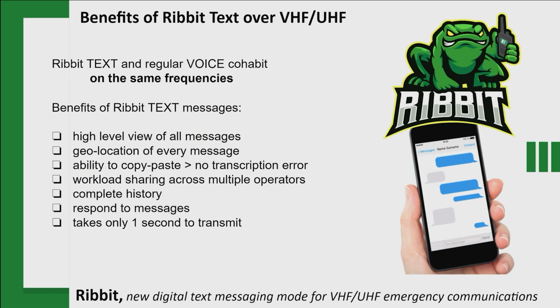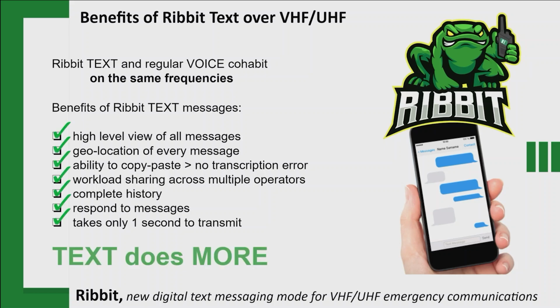So I'm going to go over the benefits of Ribbit over VHF, UHF. As I was explaining, it's on the same frequency. You don't need to use that digital mode on a specific channel. Just use the channel that's open. And so you get a high-level view of all of the messages, geolocation, and the ability to copy-paste, so there's no transcription error. You can share workload across multiple operators. You got complete history. You can respond to a message, and it only takes 1 second to transmit.